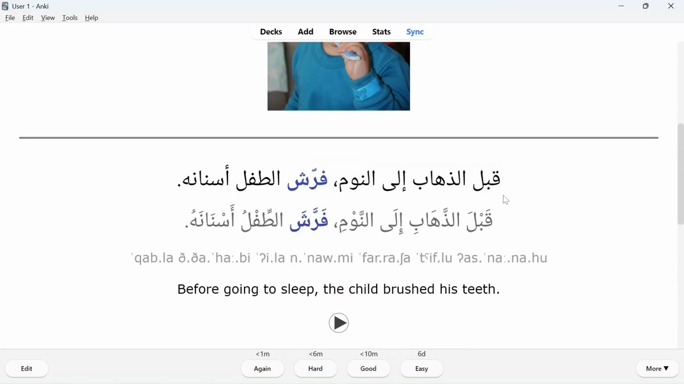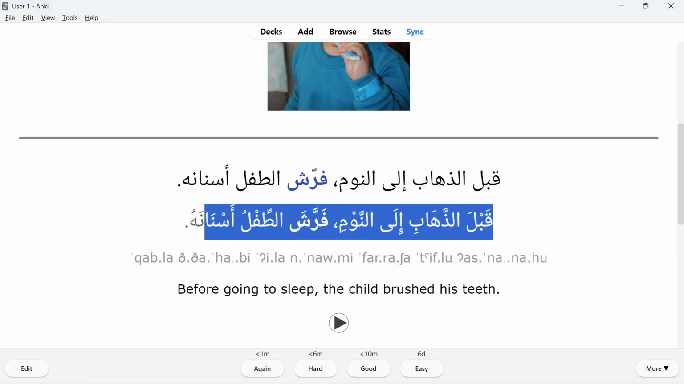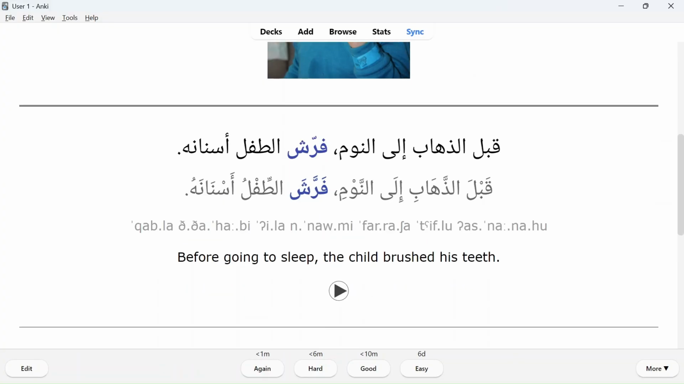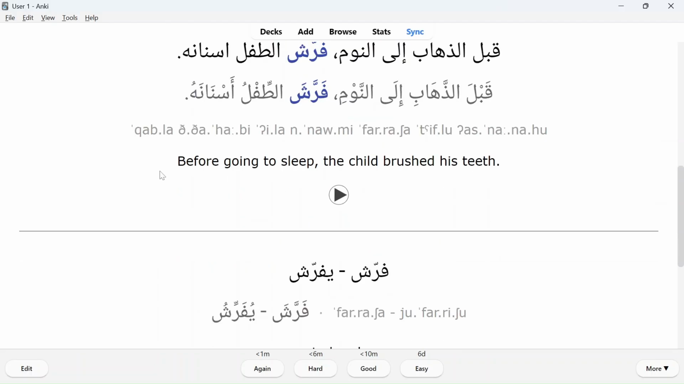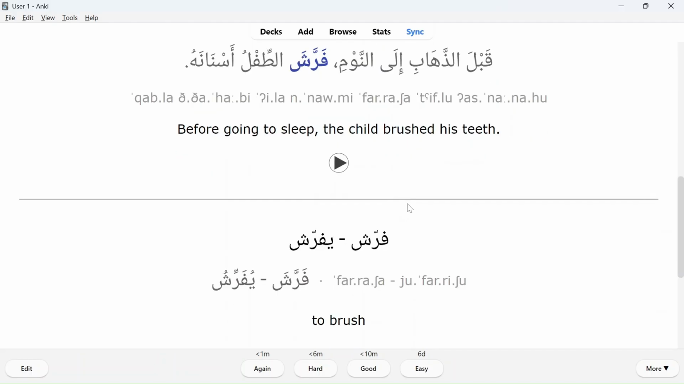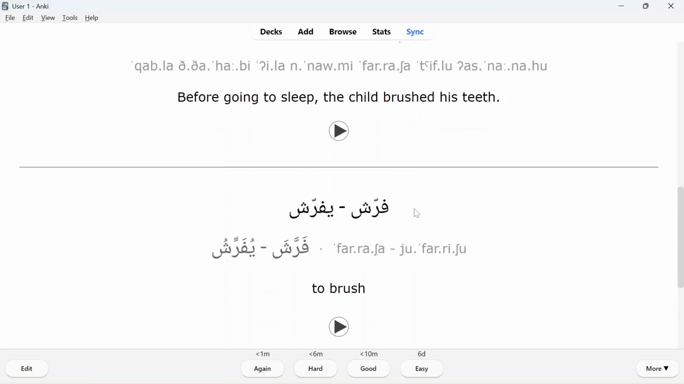So one final recap. This is the sentence area. We have the correct answer sentence with the words that we're looking for. We have the sentence with harakat. So this is a nice little aid when it comes to pronunciation. We have the IPA. This will help you again with pronunciation. We have the English translation over here. And we have the sentence audio. قبل الذهاب إلى النوم فرش الطفل أسنانه.